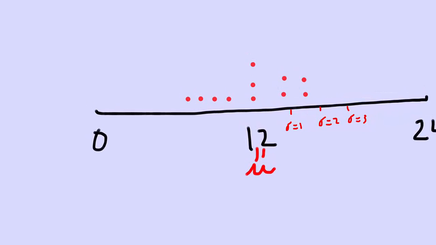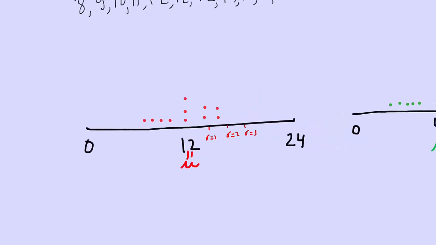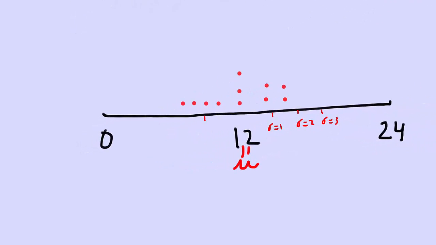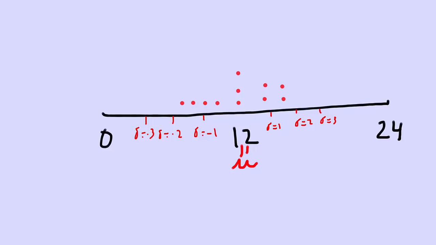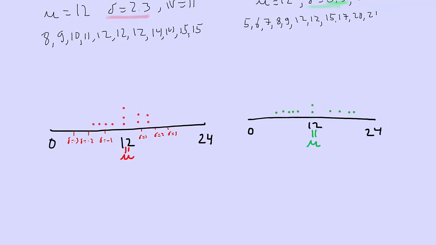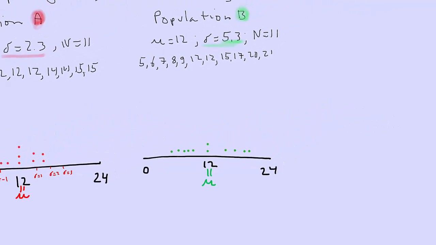Same thing going down, 12 down to 10. This was 11, right? 10. So this is the point 10, so we go about here. That's sigma equals negative 1. Sigma equals negative 2. And sigma equals negative 3. So that's going to be at about 6. Now let's look at the distribution for population B.